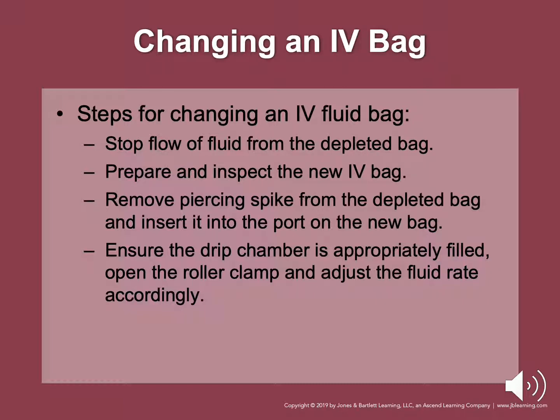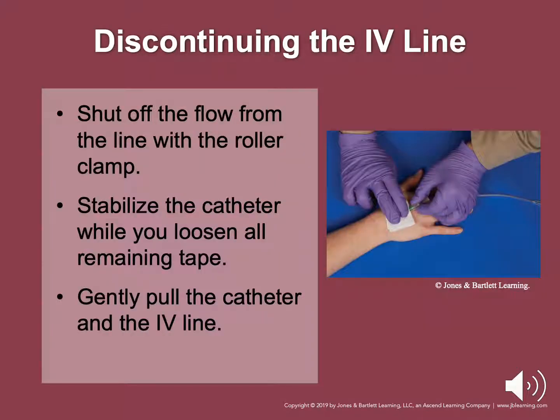So, discontinue the IV line. Shut off the flow of the line with the roller clamp. Gently peel the tape back towards the IV site. Stabilize the catheter while you loosen all remaining tape. And do not remove the IV tubing from the hub of the catheter.